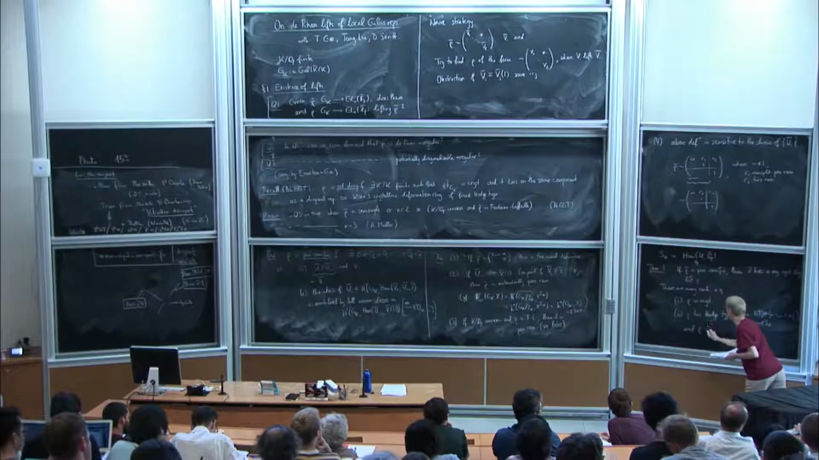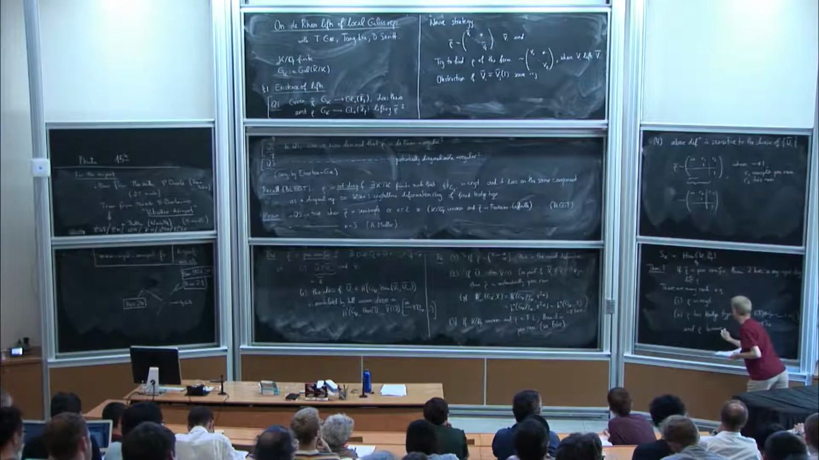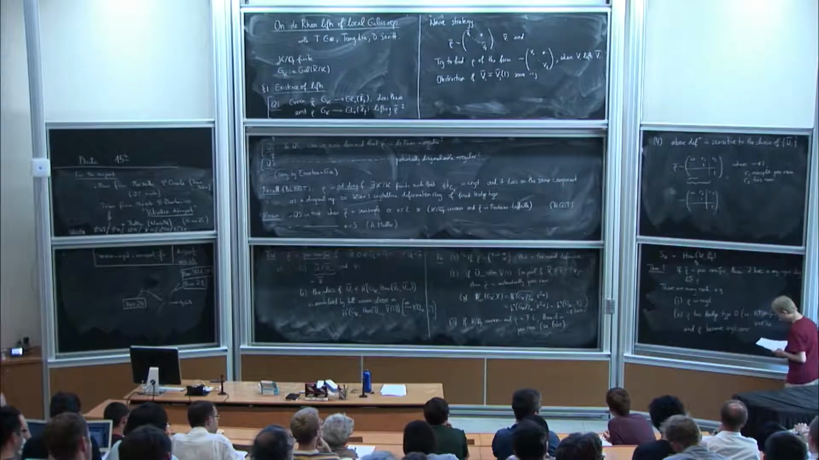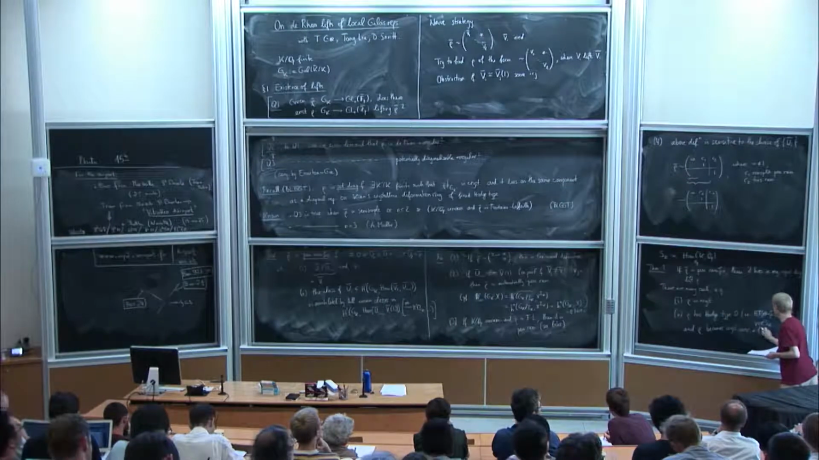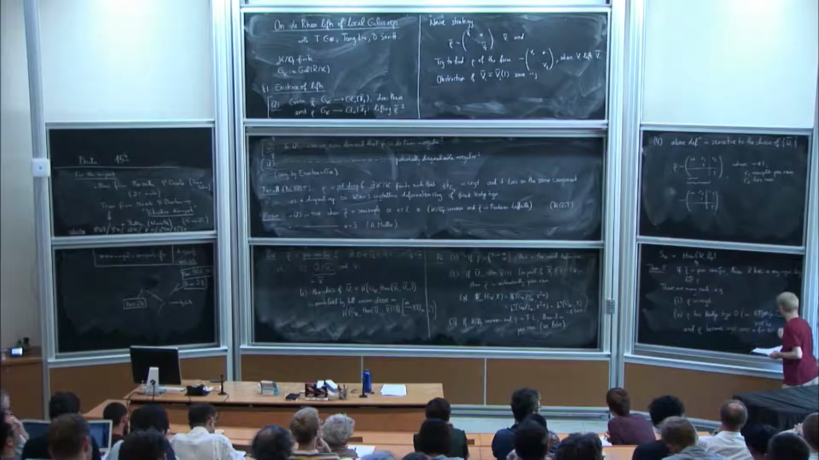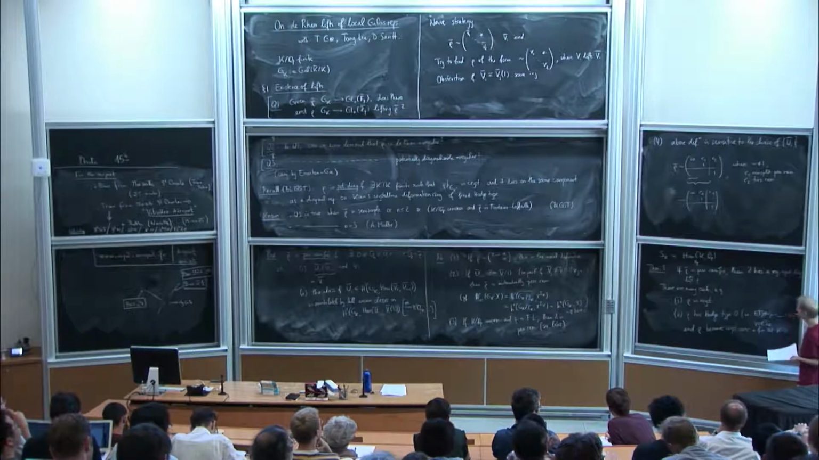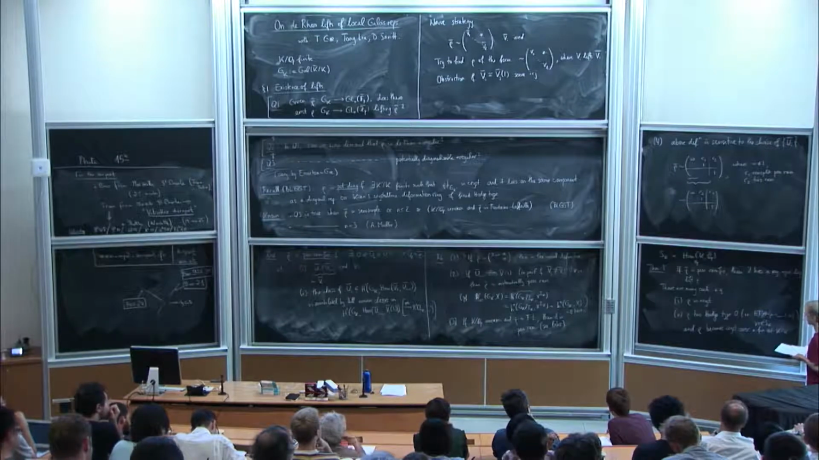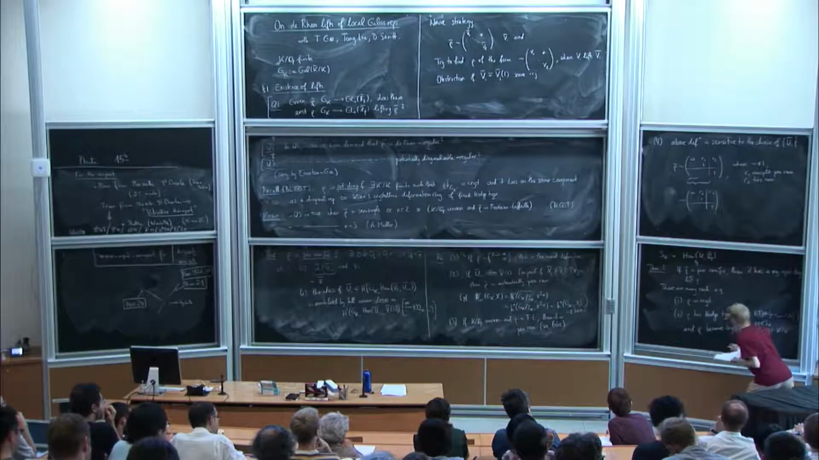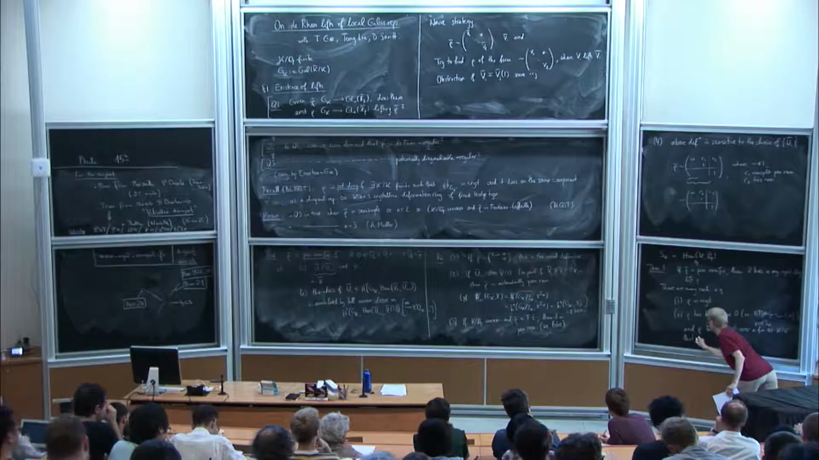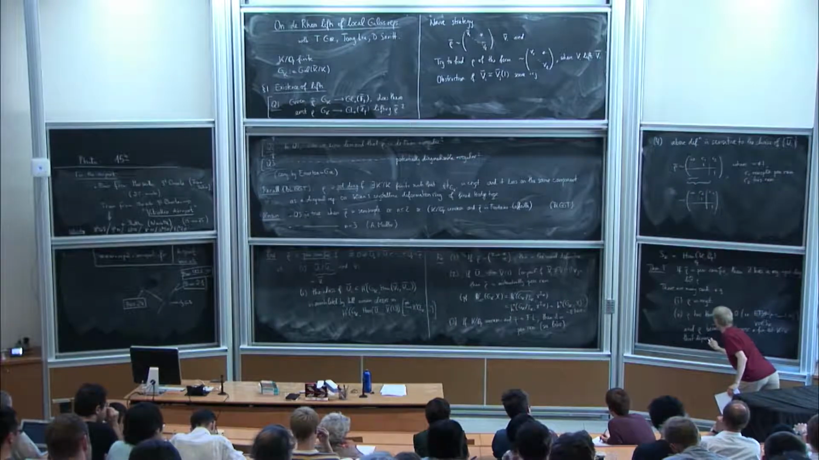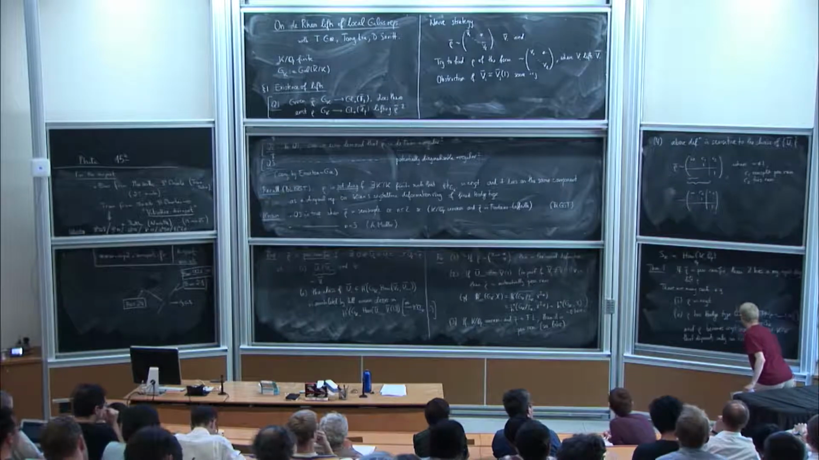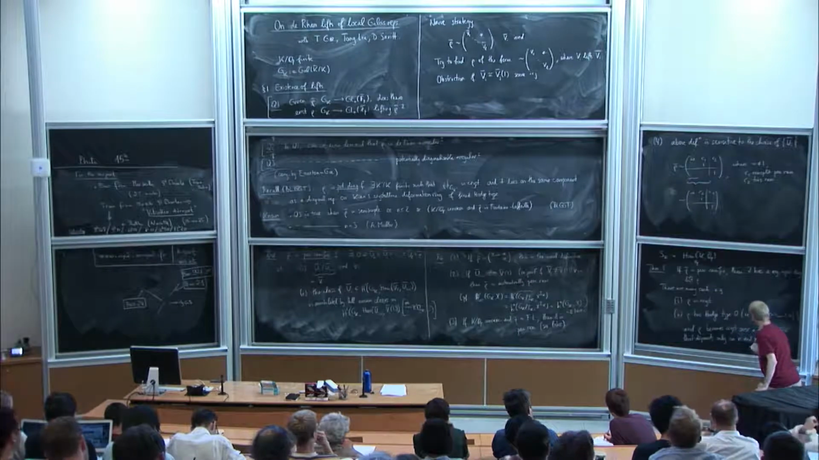And rho becomes crystalline over some finite extension K prime over K, which doesn't depend on rho bar, but only on n and K. So that depends only on n and K.